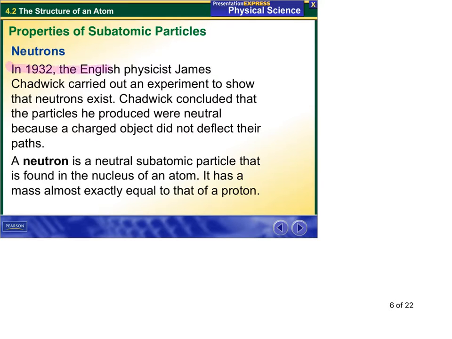Neutrons. In 1932, English physicist James Chadwick carried out an experiment to show neutrons exist. He concluded that the particles he produced were neutral because charged objects did not deflect their path. Neutron, neutral subatomic particle, found in the nucleus of the atom, has a mass almost exactly that of a proton. So it's a mass about that of a proton.